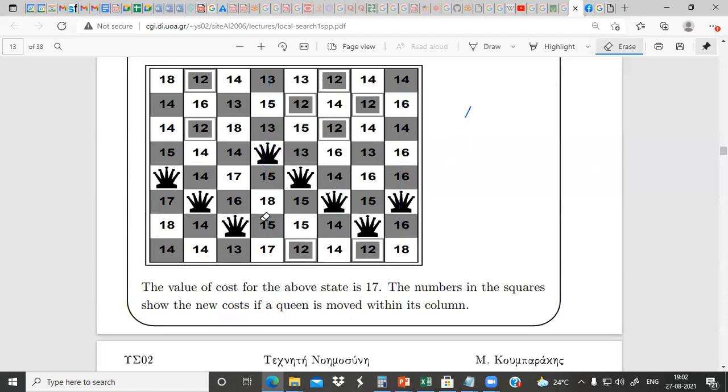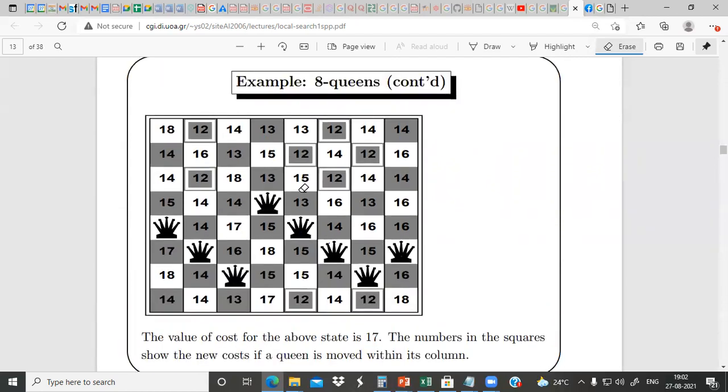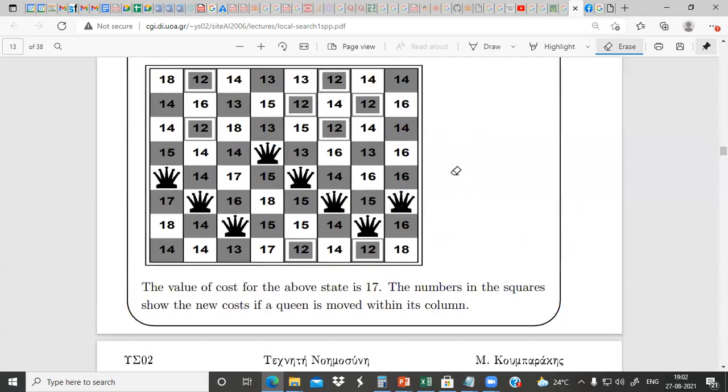So you may wonder, what is this diagram? There are many numbers here. What are these numbers? I'll tell later. But this board position contains 8 queens. Of course, this is not a solution. There are many attacks possible. So here the score of the evaluation function is 17.